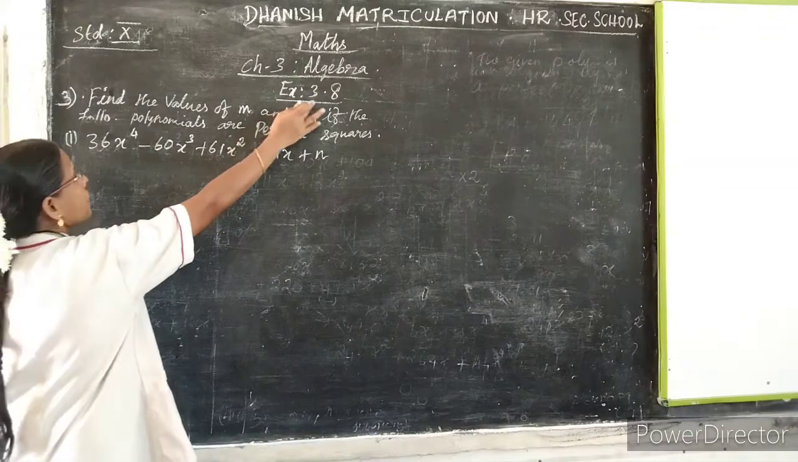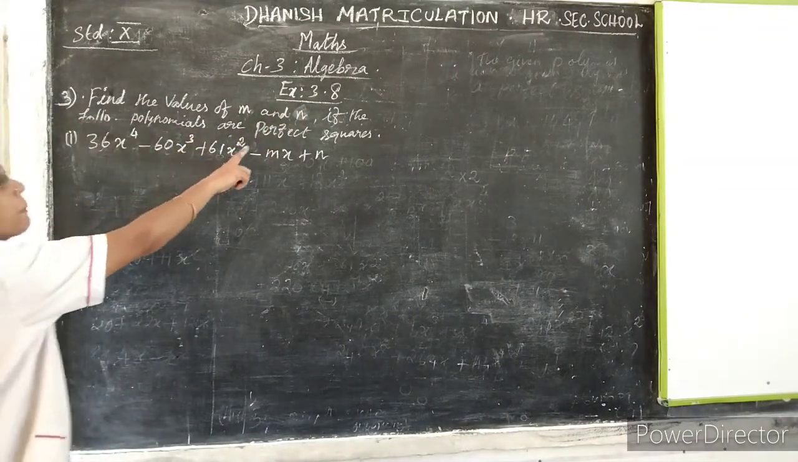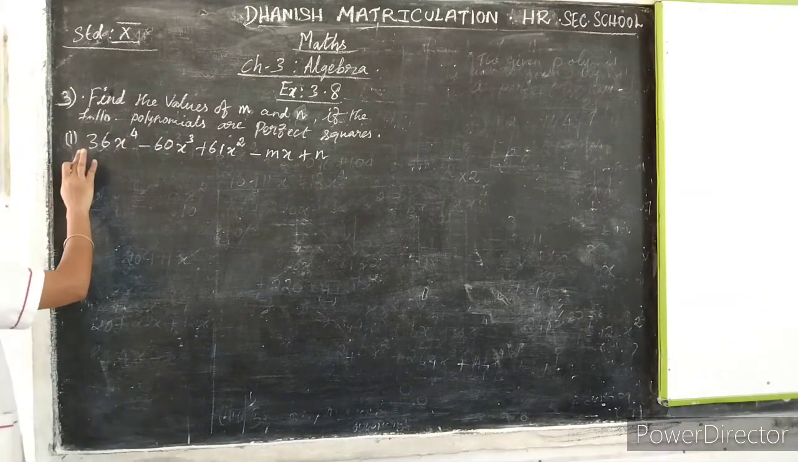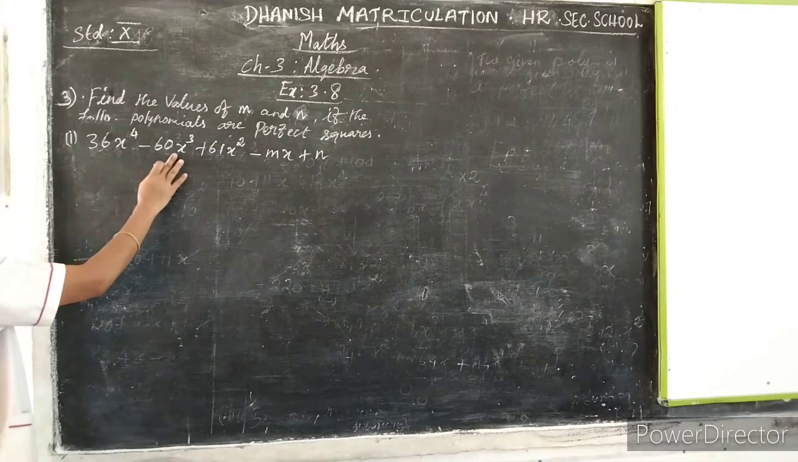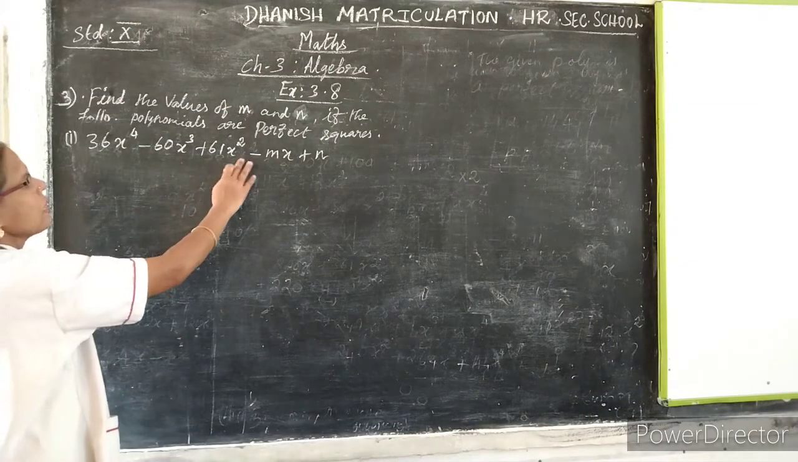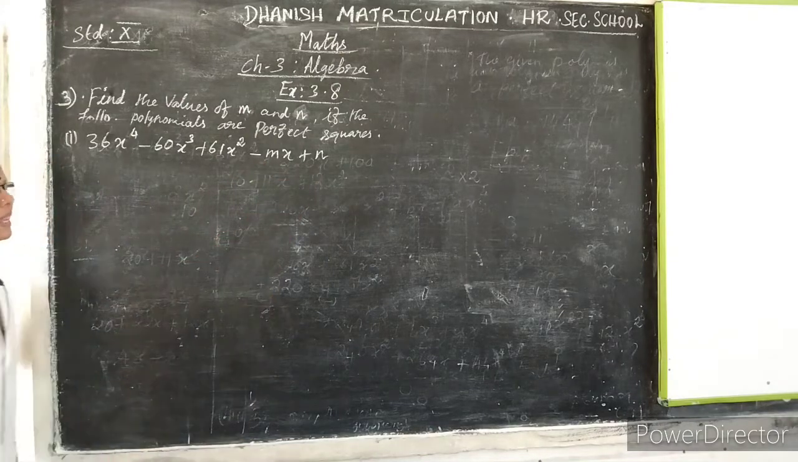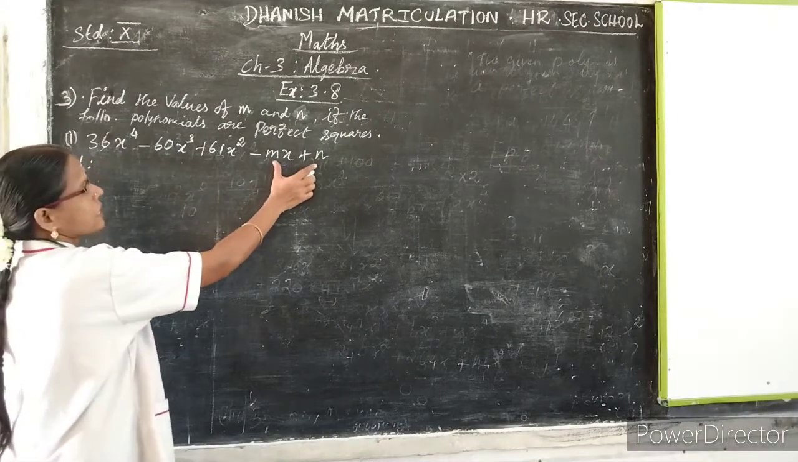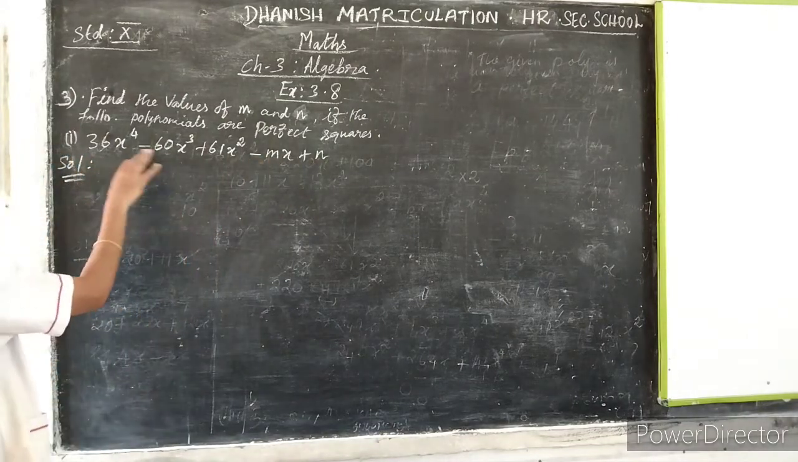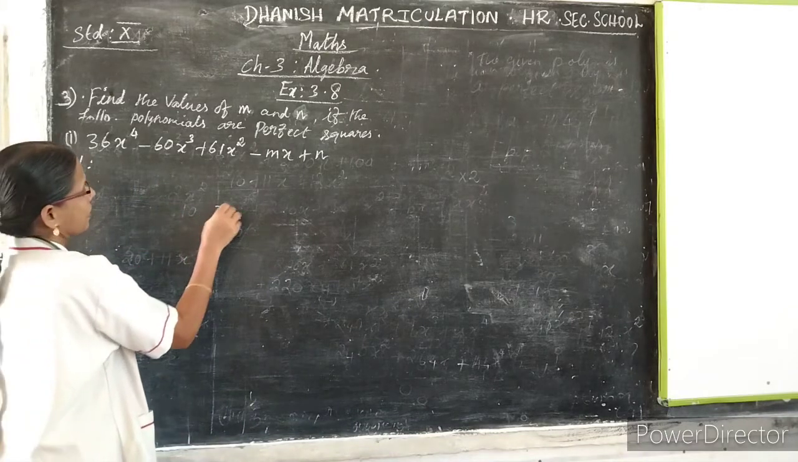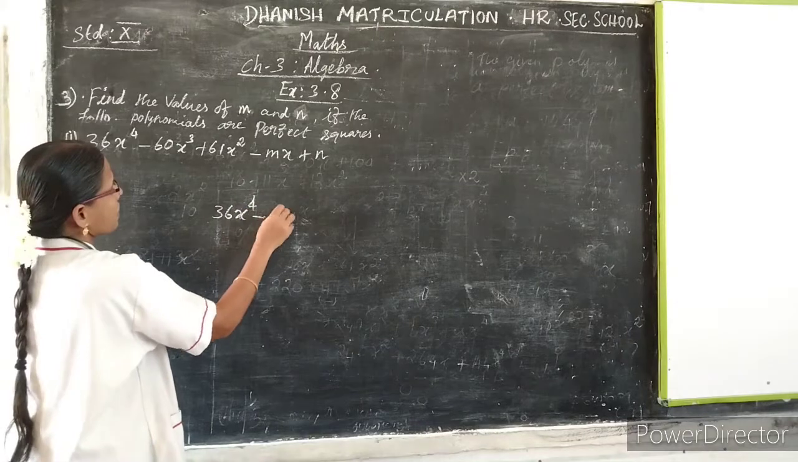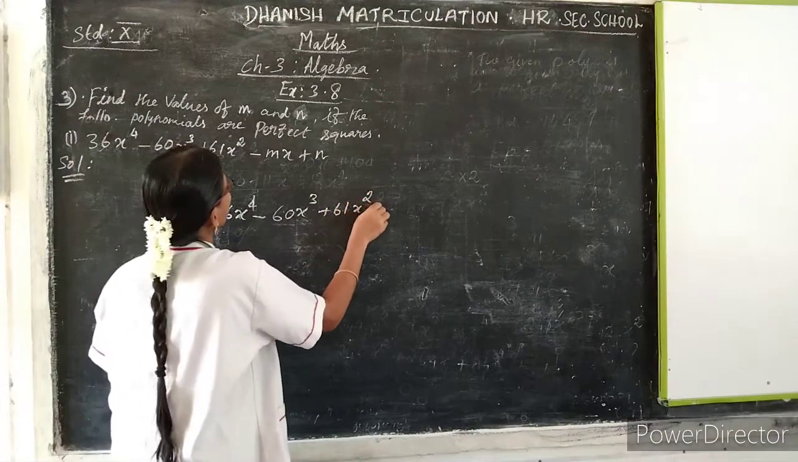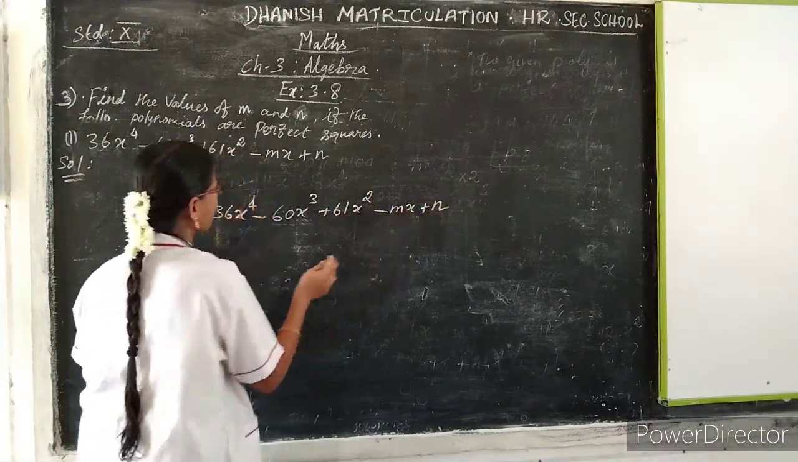Now, from exercise 3.8, question number 3: find the values of m and n if the following polynomials are perfect squares. First subdivision: 36x power 4 minus 60x cube plus 61x square minus mx plus n. This is the given polynomial. Our unknowns are in the last terms of the given polynomial only. So write the polynomial as it is.